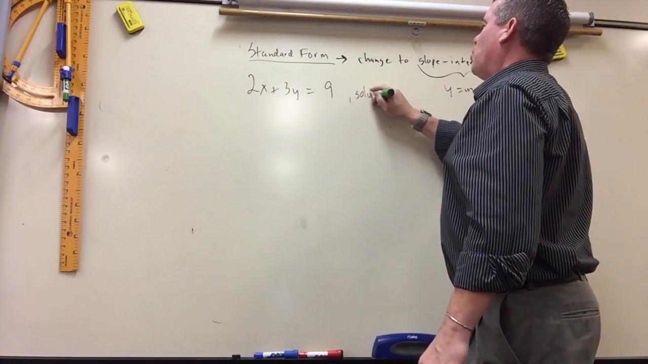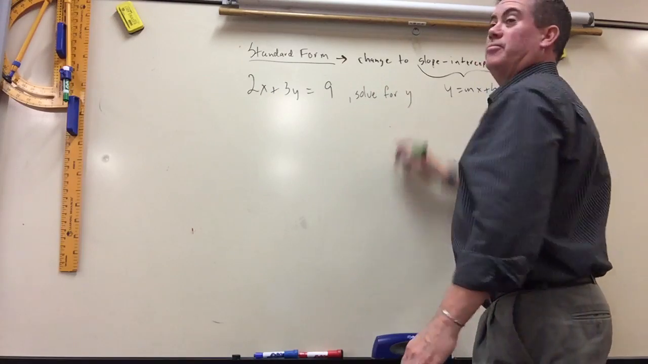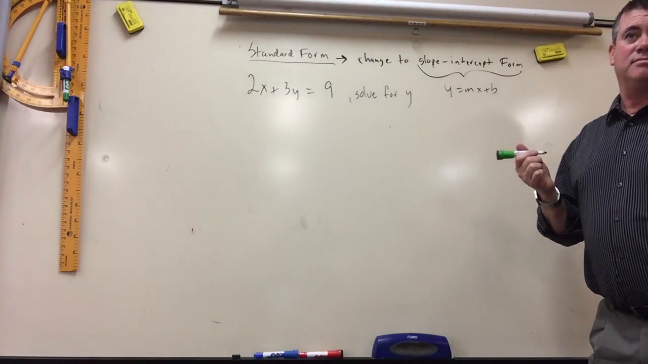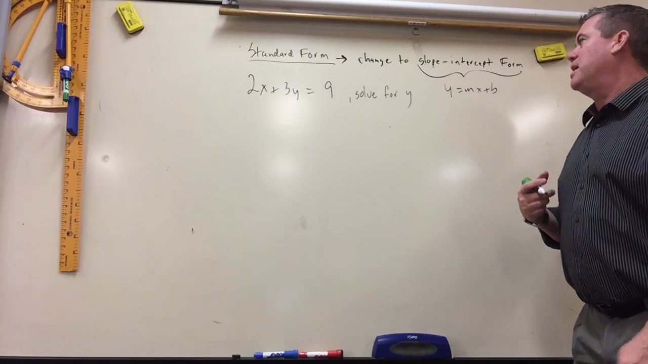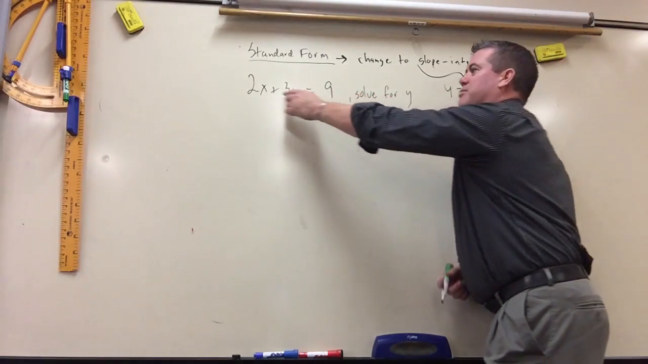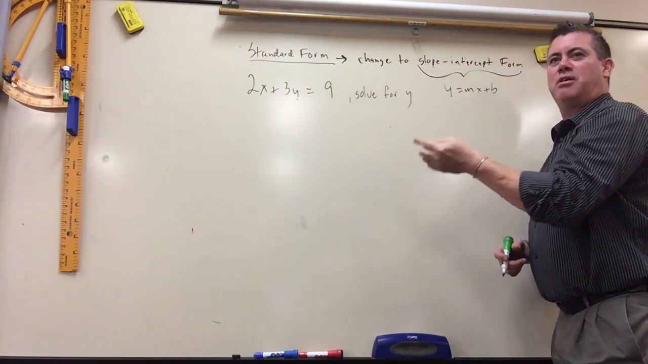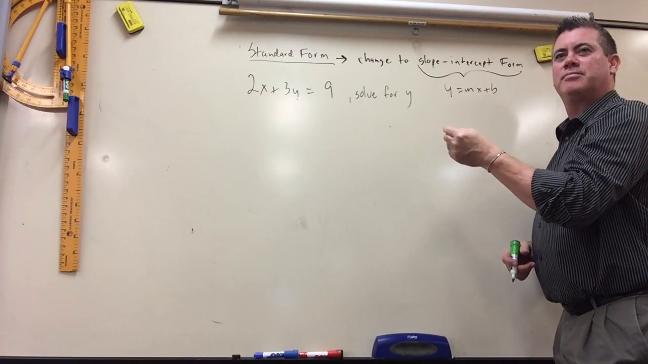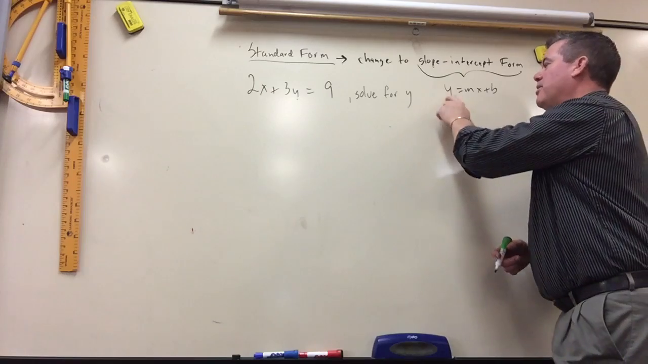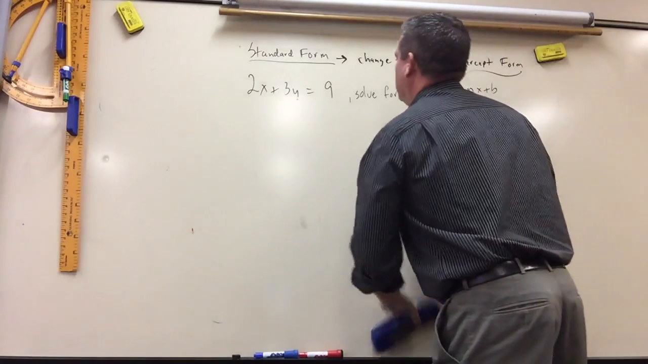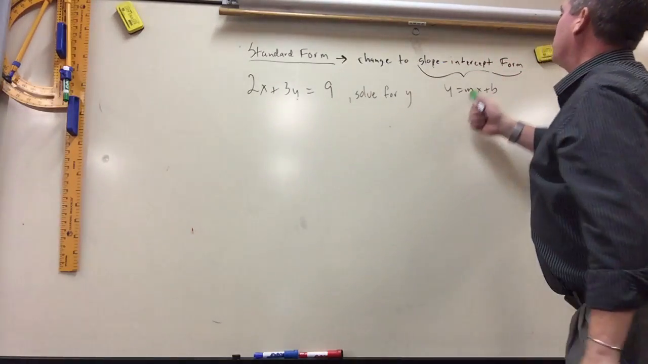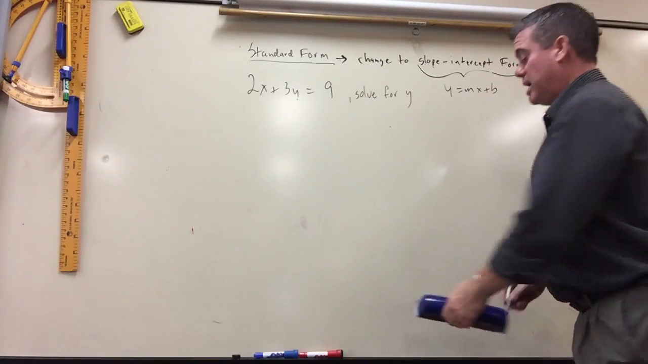Now, we did this in the last test where you had an equation like this and it said solve for y. Remember doing those? So the reason why we learned that before this is because we're going to have to solve for y, and once you do solve for y, then it's going to be in slope-intercept form. Okay? So that's what it means to change to slope-intercept form, it just means solve for y.